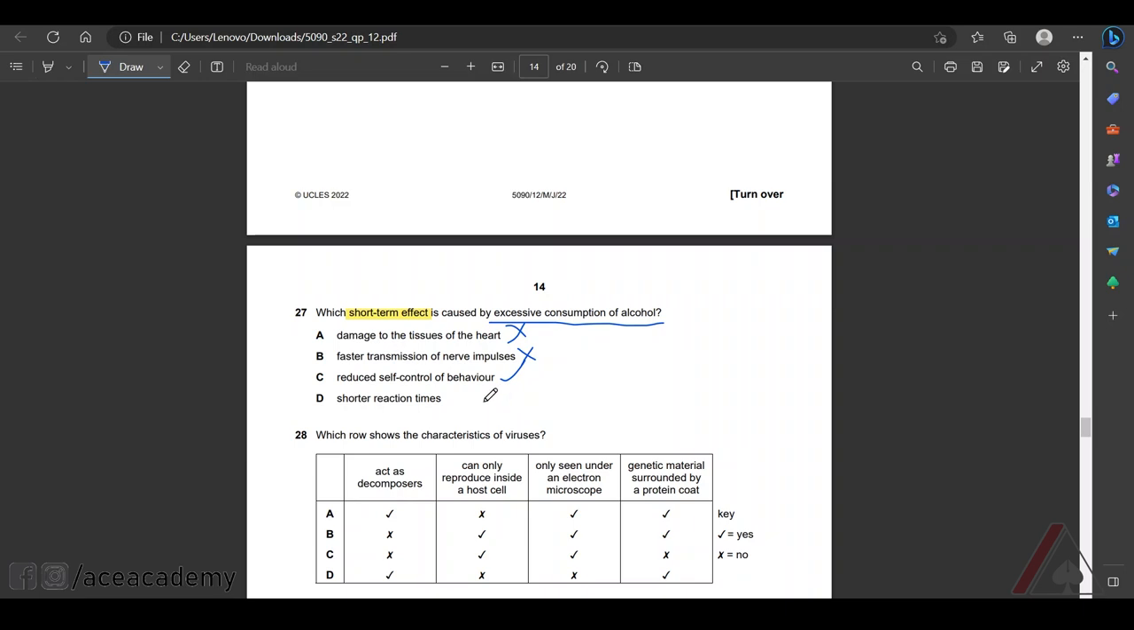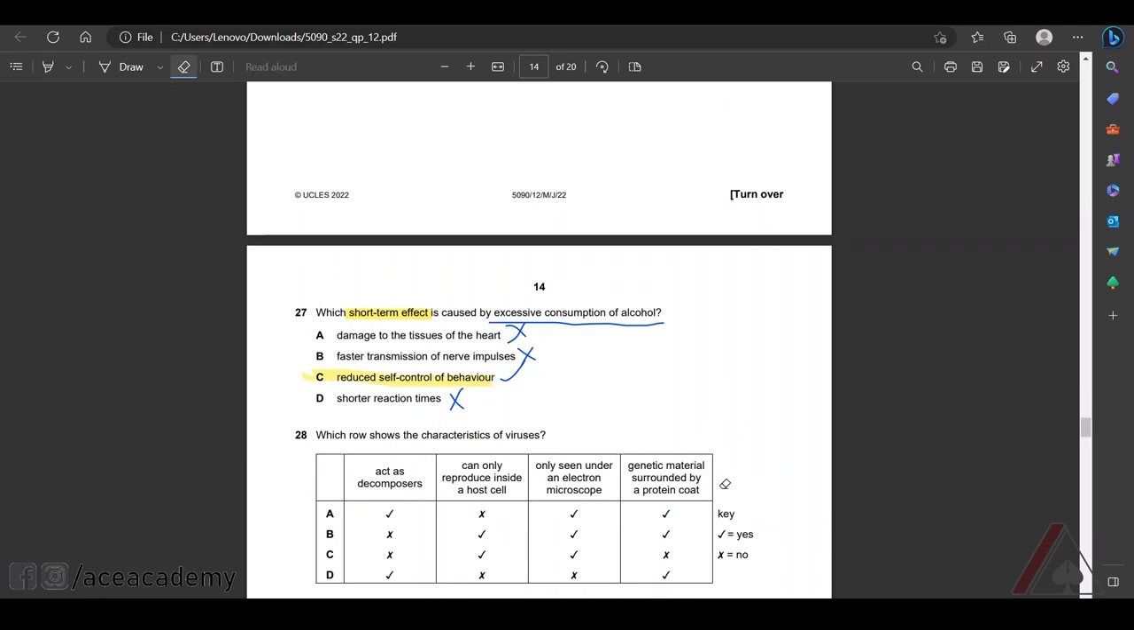But still, for confirmation, we'll look at D, which says shorter reaction times. Over here in B, we've already established that alcohol actually slows down nerve impulses, which means reaction time should also be longer since it takes more time for the nerve impulses to be transmitted throughout the body. Hence, D is also wrong. Our only correct answer is C.